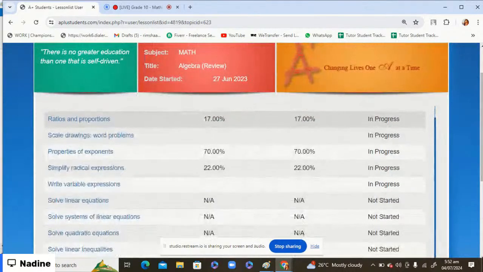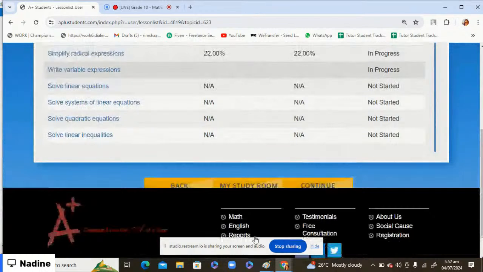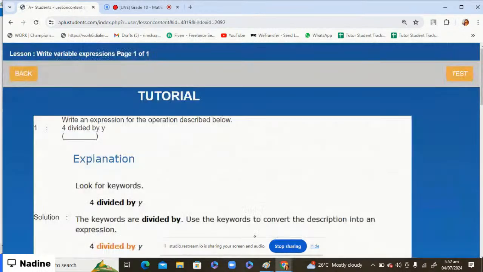So next we discuss this one: write variable expressions. How to write variable expressions? Look, 4 divided by y. They are saying write an expression for the operations described below. This is just a simple thing. Write an expression for the operations described below: 4 divided by y.